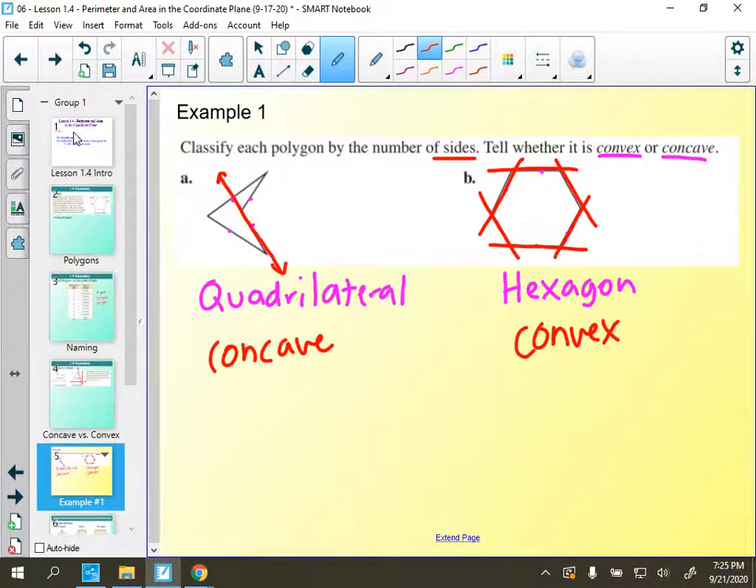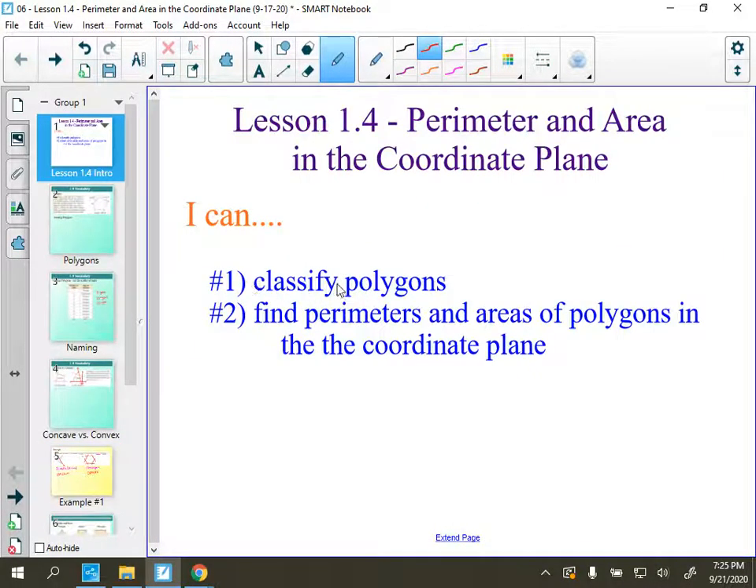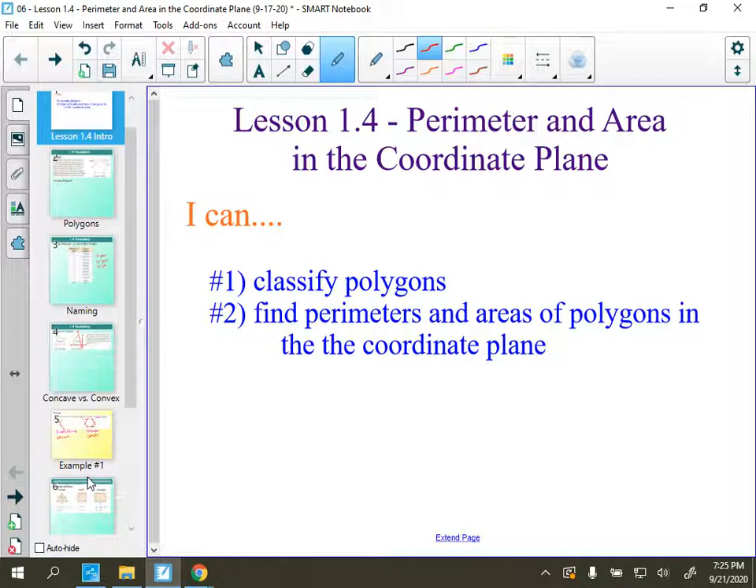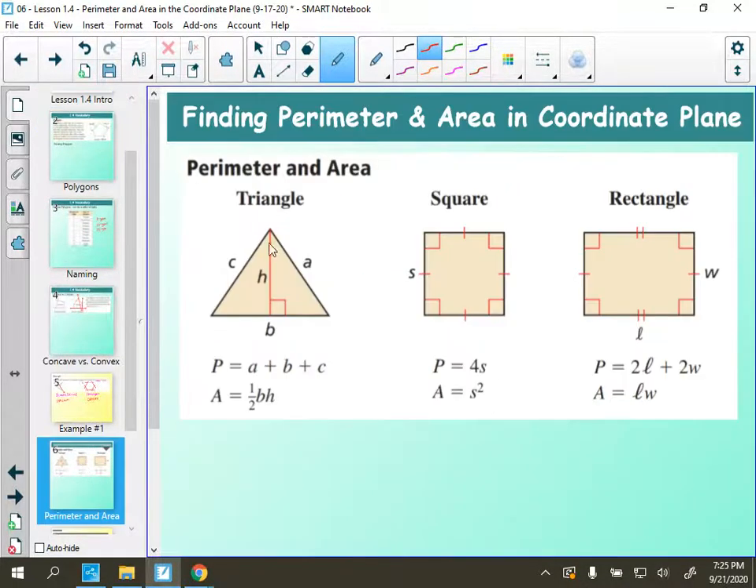Moving on, so I think we can check off classify polygons. We talked about some of the vocabulary that goes with them. Let's go on now to talking about perimeter and areas of polygons. Not all of them. We'll focus on some basic polygons, some triangles, square, rectangle. All right, so you can see here, definitely add these formulas to your notes.